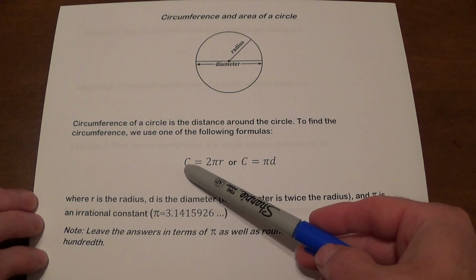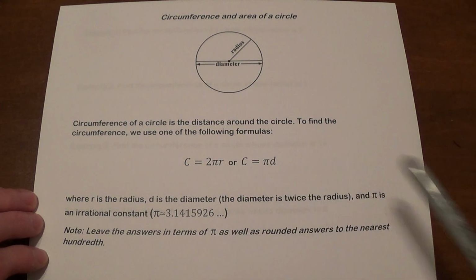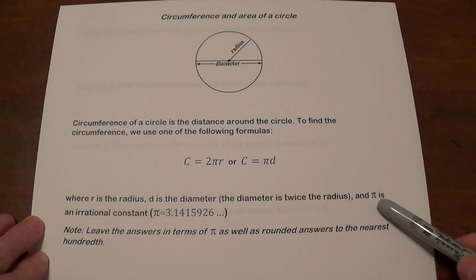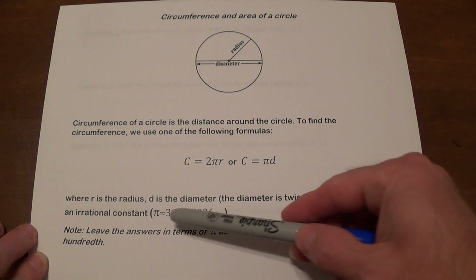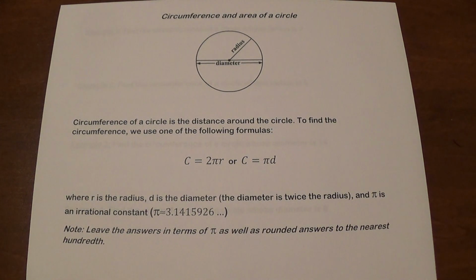One of them is circumference equals 2 pi r, the other one circumference equals pi d. R is the radius and d is the diameter, which is twice the radius. And pi is a very famous irrational constant, which is this number. It is going to continue on forever. A very common approximation from early on is 3.14, but that's not an accurate value. It's just an approximation that we use in lower grades.